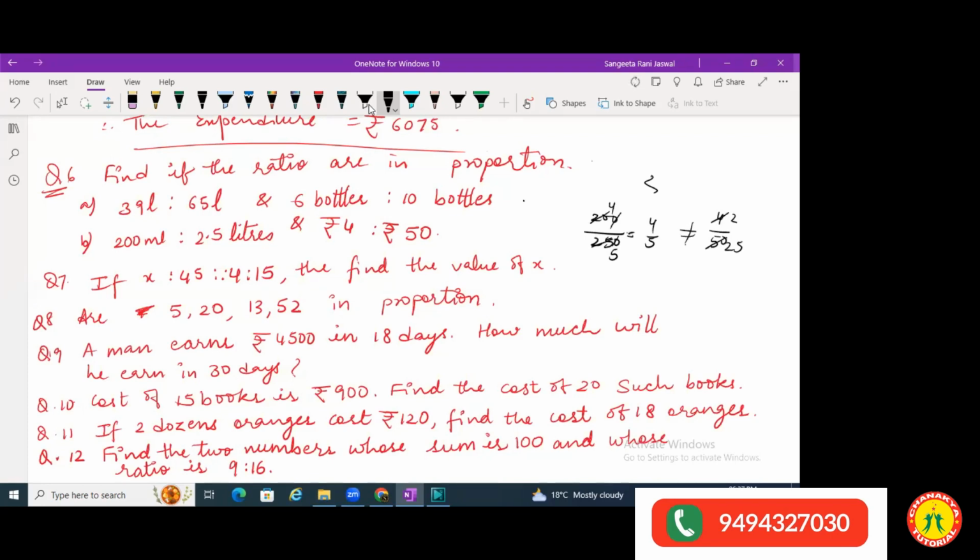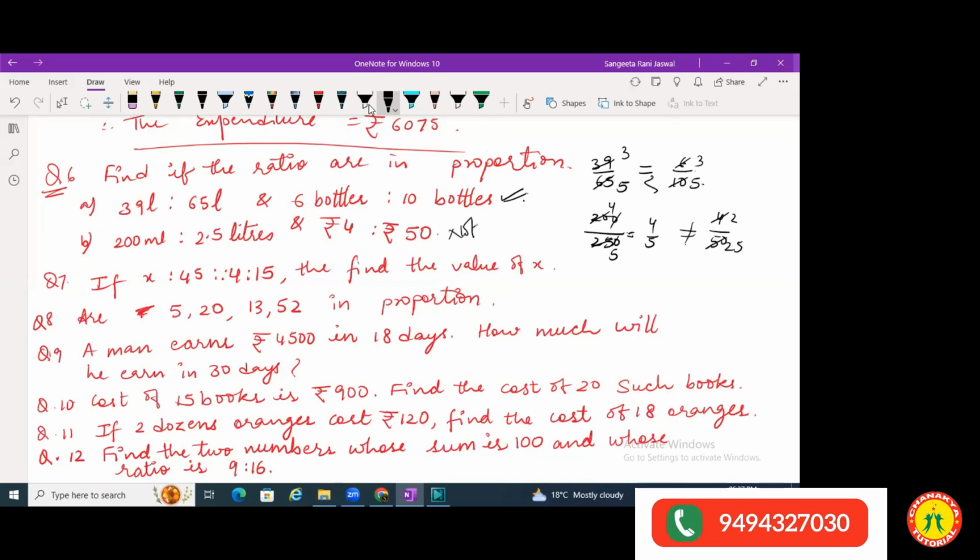Okay, ma'am. What about this? 39 and 65. Ma'am, they are not in proportion. 13 threes are 39 and 13 how many? 13 fives are 65, so 3 is to 5. So they are in proportion, and this will be 6 by 10. Yes, ma'am, 3 is to 5. So this one is in proportion and this one is not in proportion.